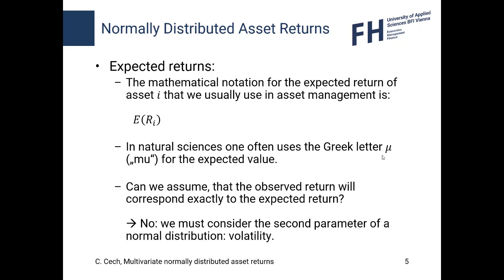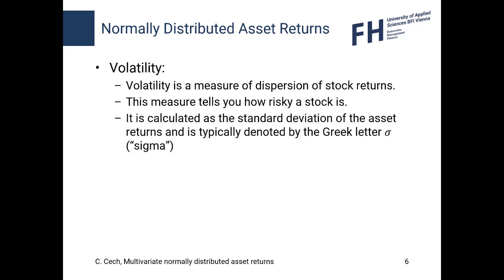Question: can we now assume that the realized observed return over the next year will exactly correspond to the expected return? And the answer is definitely not, because we must also consider the second parameter of a normal distribution, and this is the volatility. In asset management we typically call it volatility, the volatility of a stock return. It is a measure of dispersion, and hence tells you how risky a stock is.